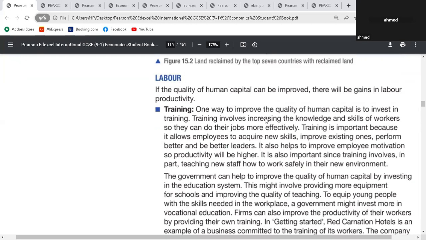So we go to labor. Are you with me? Yes, I'm here. For labor, we're talking about human effort, physical or mental. So to increase productivity, we have to improve the quality of labor. Yes or no? Yes. So one of the ways to do it is to improve the quality of human capital through training.